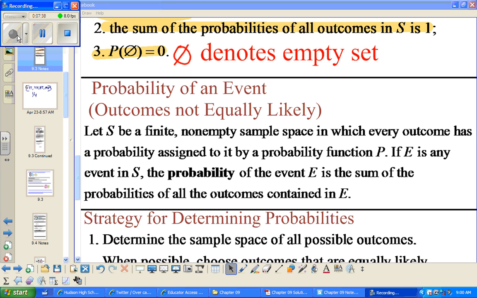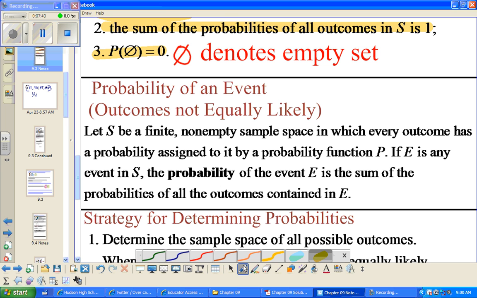So then, I'd just like to talk about the probability of an event with outcomes not equally likely. Let S be a finite, non-empty sample space in which every outcome has a probability assigned to it by a probability function P. That's just saying that you have some way of assigning a probability to each event that could occur. If E is any event in S, the probability of the event E is the sum of the probabilities of all the outcomes contained in E.